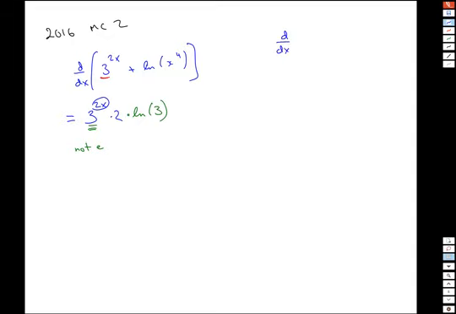So the derivative of e to the x is e to the x. The derivative of 3 to the x is 3 to the x times ln of 3. Now, those actually aren't different rules. They're just the same rule, but ln of e ends up being 1 every time, so there's nothing fancy about it.